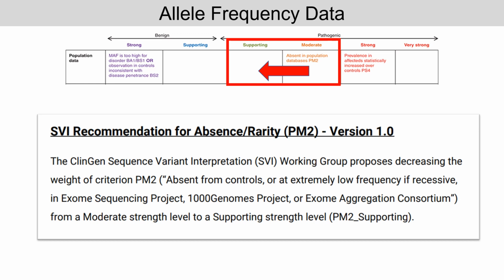However, one general recommendation that has since come from the Sequence Variant Interpretation Working Group is a recommendation to only use this absence or rarity information as a supporting piece of evidence towards pathogenicity instead of a moderate piece of evidence. And that's because we think that rarity on its own is overweighted in the current framework.